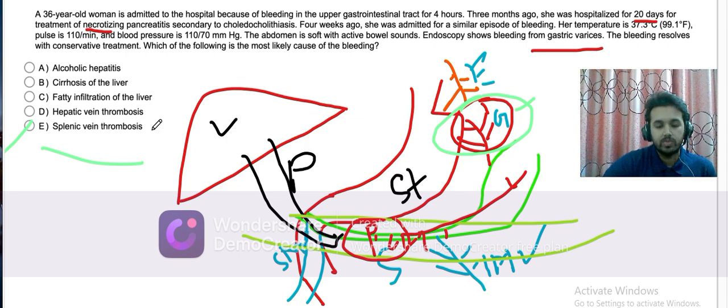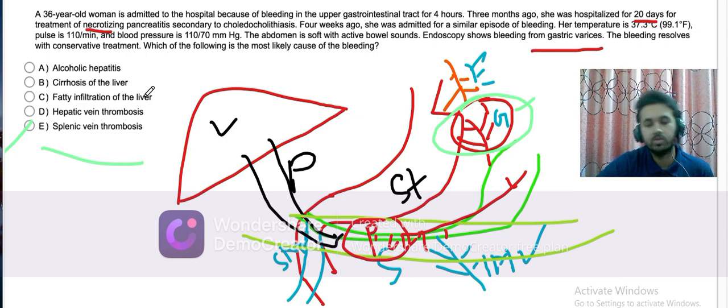What are the other options? Alcoholic hepatitis: there is nothing mentioned about the patient taking alcohol, and alcoholic hepatitis is a chronic condition, and patients should have jaundice. Cirrhosis of the liver is the main differential of these questions. Okay, you should be able to differentiate in the exam.